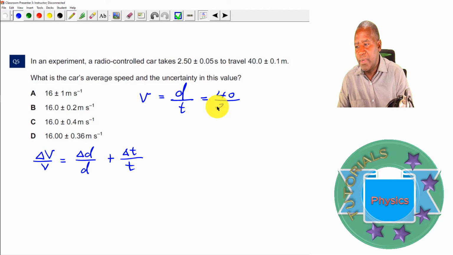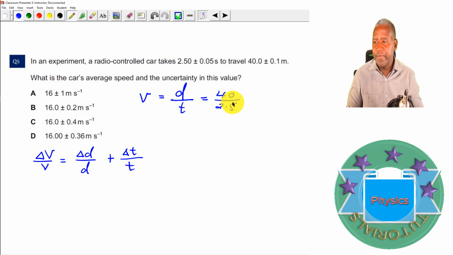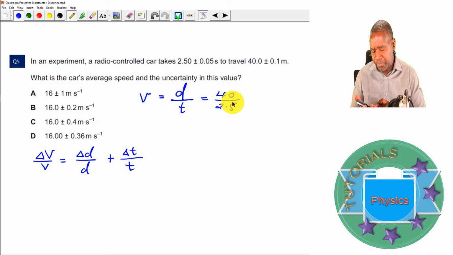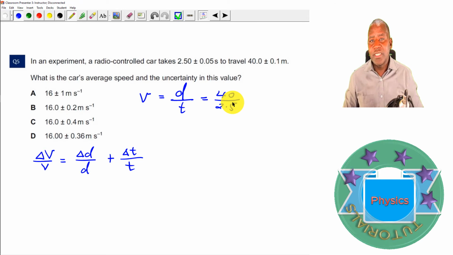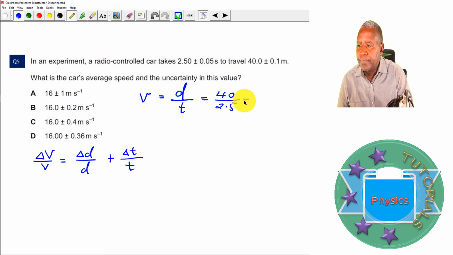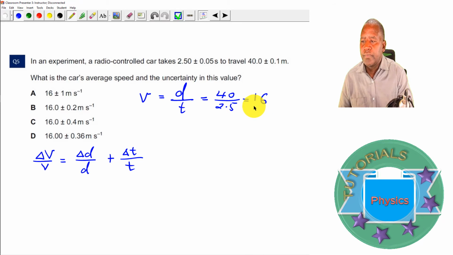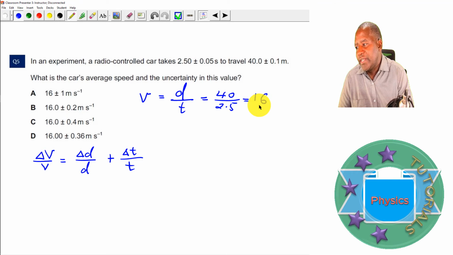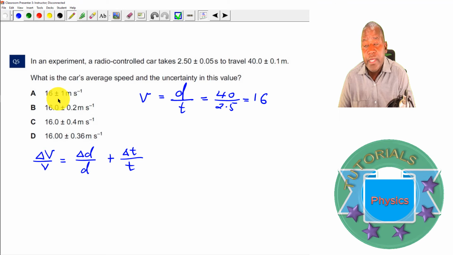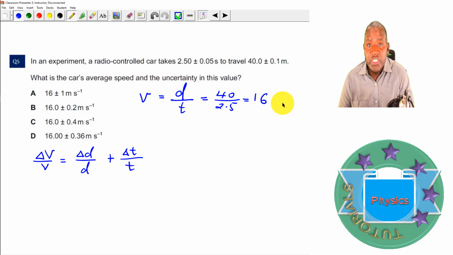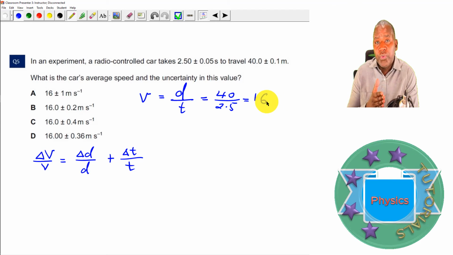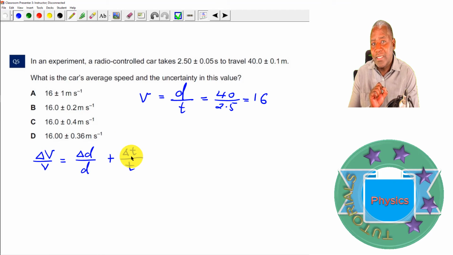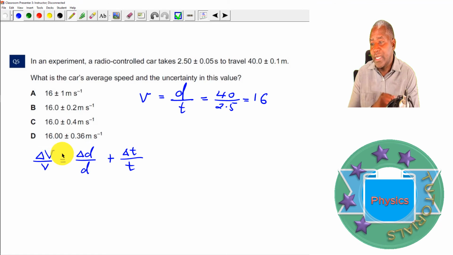40, of course, divided by 2.5. 40 divided by 2.5 we get 16. So how do we write this 16? Do we just leave it as 16, or do we write it as 16.0? How do we know what to write down? It is the absolute uncertainty that will tell us. It is this value that will tell us.